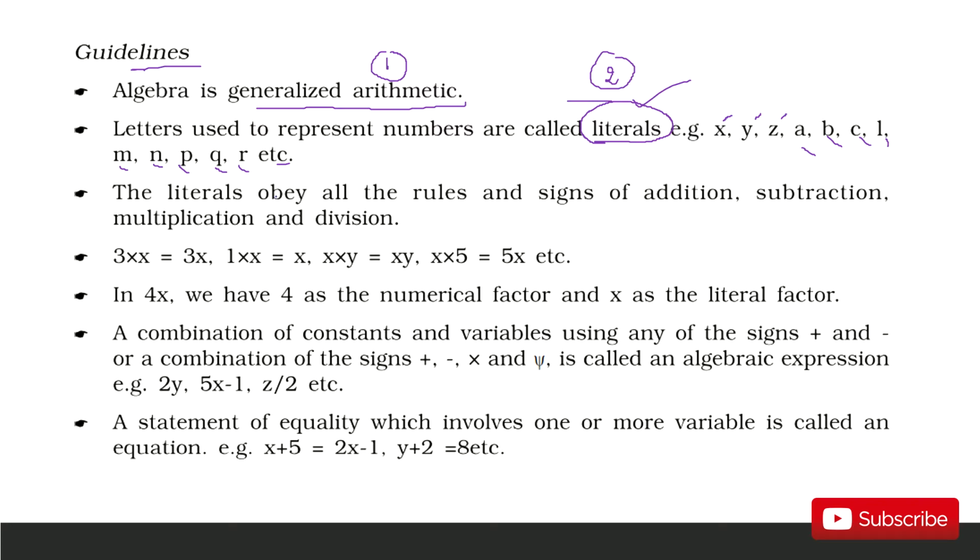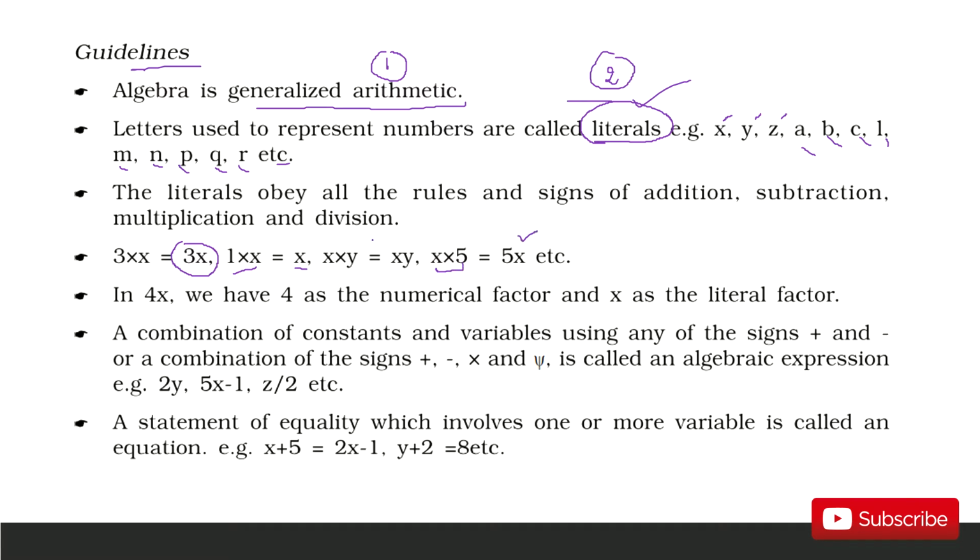The literals obey all the rules and the signs of addition, subtraction, multiplication and division. If I say 3 multiplied by x, that means I want to say 3x. If 1 is multiplied to x, it is simply x, because anything multiplied with 1 gives the number itself. Similarly, if I multiply x with 5, I get 5x.